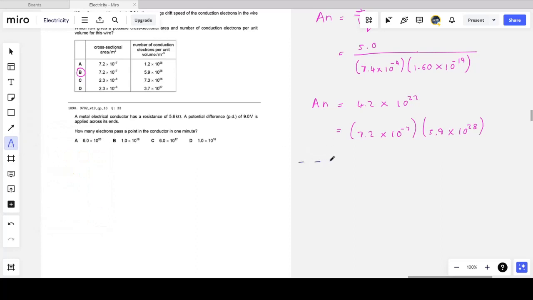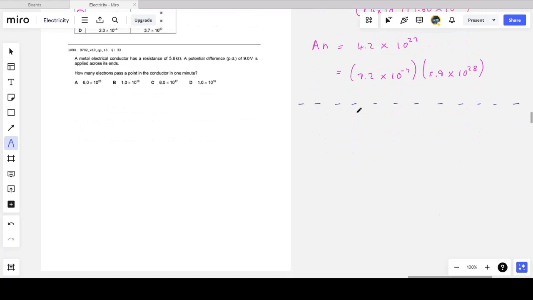The last question is 1090. It's from the winter 2019 exam, and this is the last question we'll do in this video. It's from question paper 1 variant 3, and it's question 33 from the paper. A metal electric conductor has a resistance of 5.6 kilo ohms and a potential difference of 9 volts is applied across its ends. We want to know how many electrons pass a point in the conductor in 1 minute.